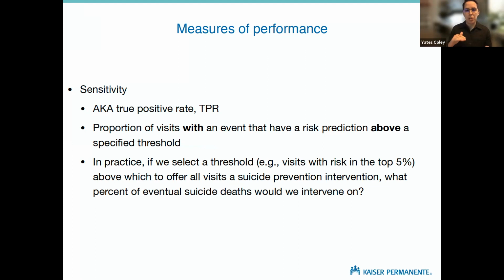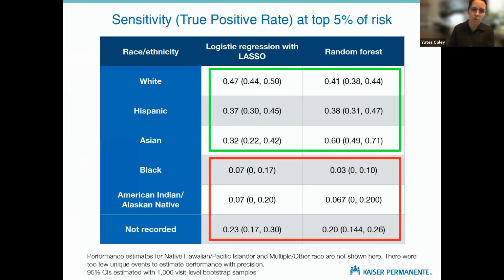So if we select a threshold, we say all visits with risk in the top 5%, that's our risk threshold we're setting. Above that threshold, all of those visits are going to be offered a suicide prevention intervention. What percent of eventual suicide deaths would we intervene on there? So when we look at prediction model sensitivity, we see the same patterns, that the model best identifies high-risk visits for visits by white, Hispanic, and Asian patients, and not for visits by Black, American Indian, Alaska Native patients and patients without race and ethnicity recorded.